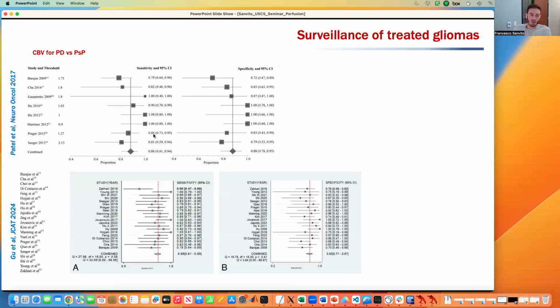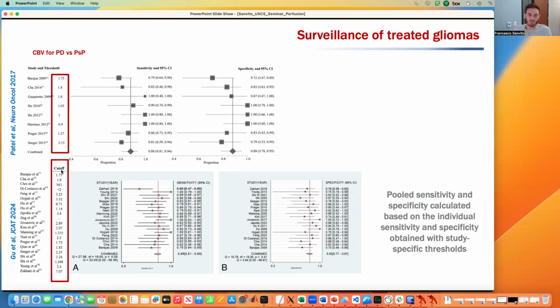If you look in the literature, there are meta-analyses showing this, and almost the majority of the studies show that CBV, so perfusion-derived CBV, can differentiate true progression from pseudoprogression. However, if you look at the cutoffs, they're all over the place.